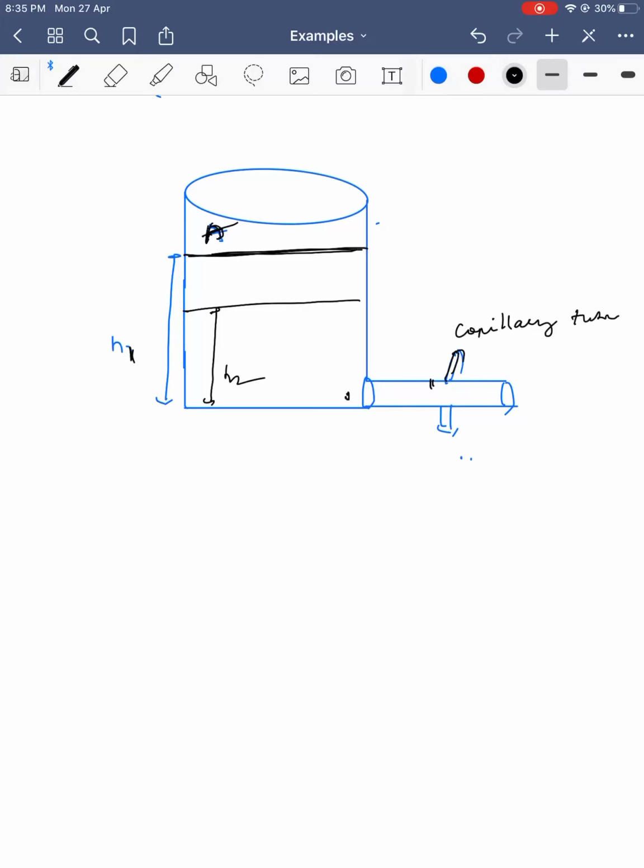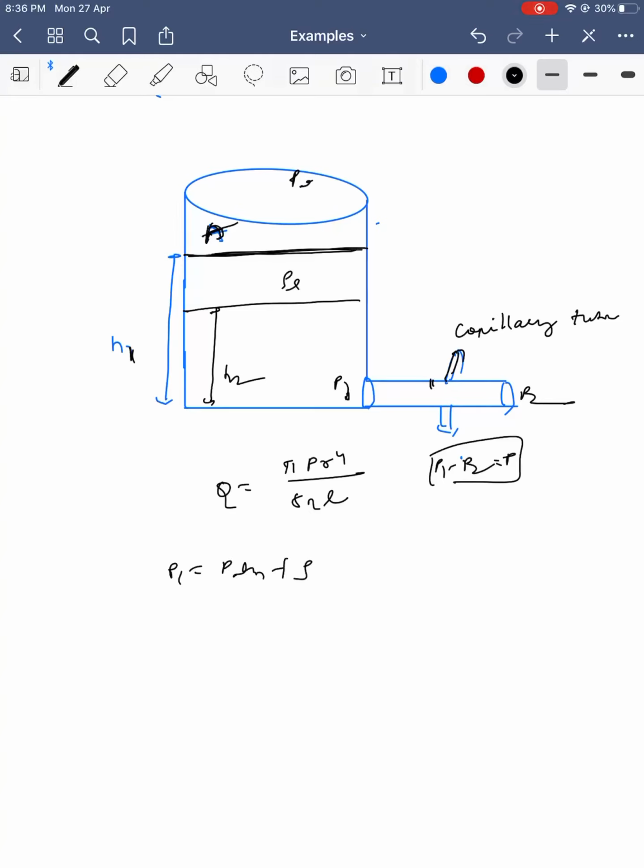Now we should balance the equation of continuity. What is the volumetric flow rate Q through the tube? Q is equal to pi p r power 4 by 8 nu L. P is nothing but the pressure drop, P1 minus P2. Now P1 is equal to P atmosphere plus the density of liquid rho L into g into h, at height h. Assume that h.